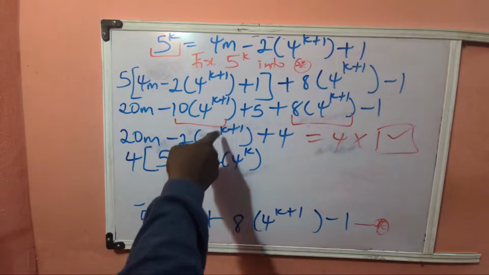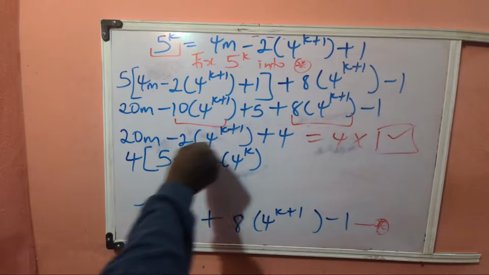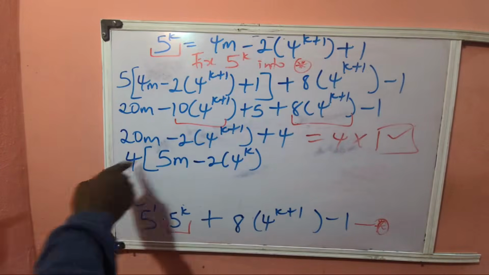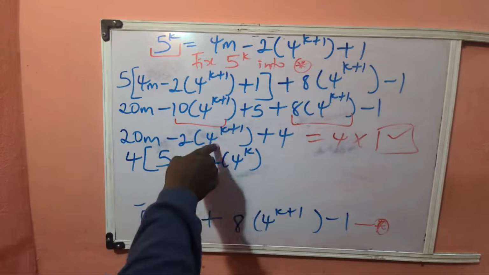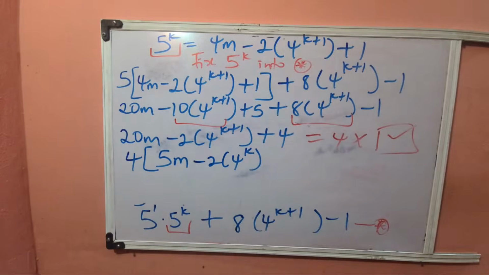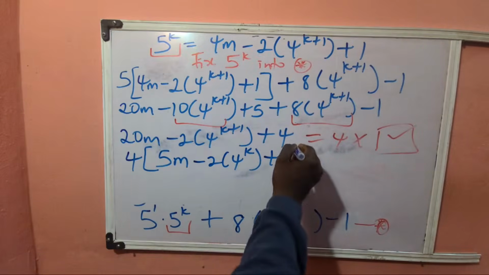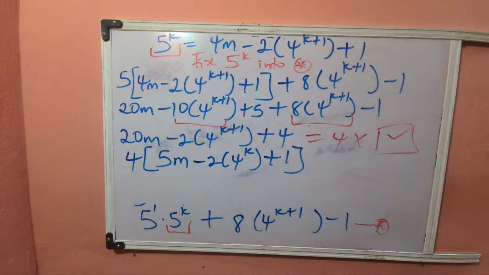So I had 4 raised to power k times 4 raised to power 1. I brought out one of the 4s out here. I'm still left with 2. Then I'm left with just 4 raised to power k. And in this case, I'm left with plus 1 because this 4 goes out. All right, now we're getting very close to our conclusion.